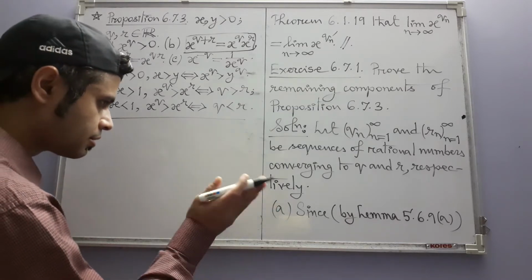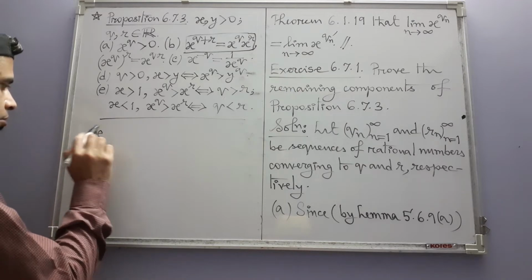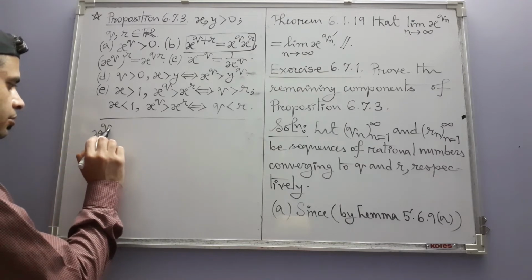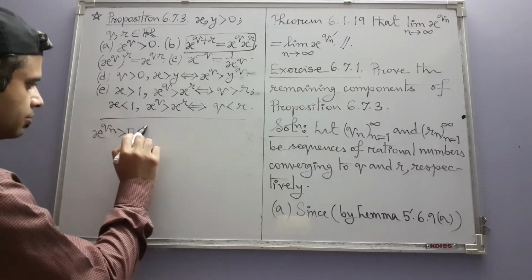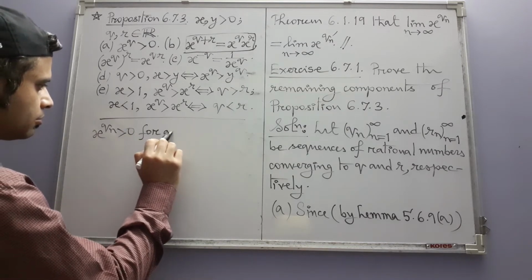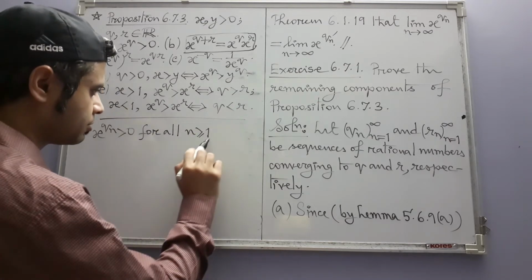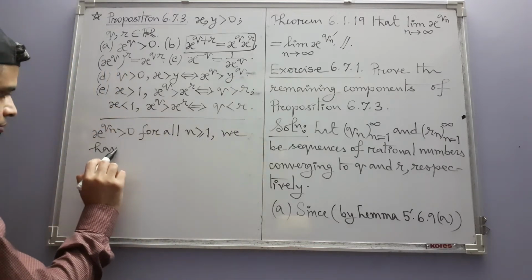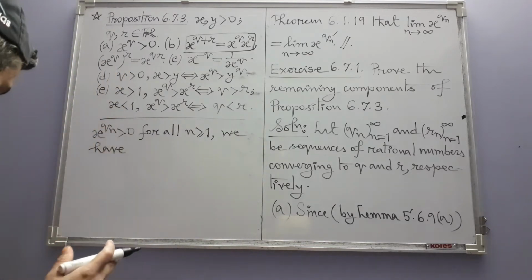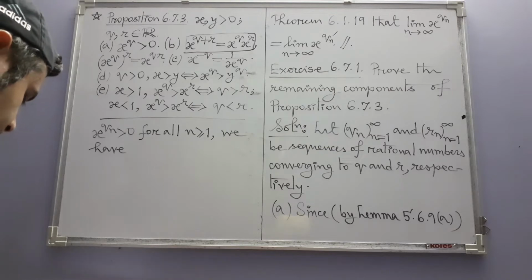Since by this first part of Lemma 569, x to the power qn is greater than 0 for all n greater than or equal to 1, we have, but by what? By the comparison principle and proposition 6.